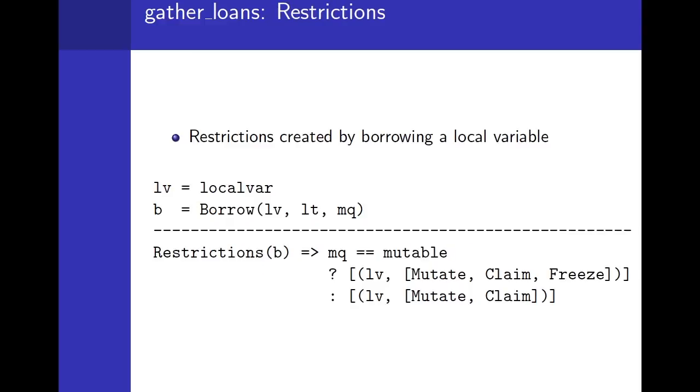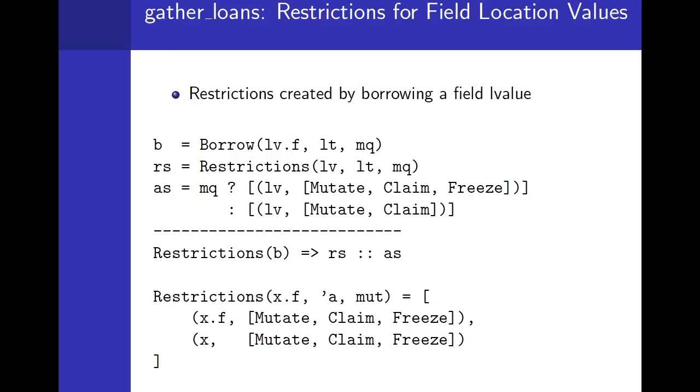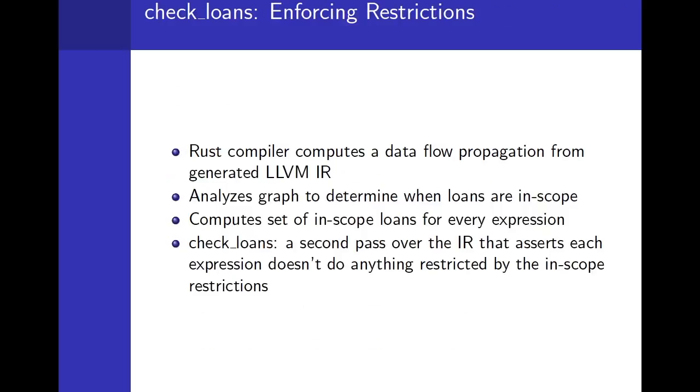The restrictions for a mutable local variable are mutate, claim, and freeze, but the restrictions for an immutable local variable do not include freeze. This is because we want to allow aliasing when the references are all immutable. Also, as stated before, this rule only applies to local location variables, not to reference location variables like pointers or field references. To generate the restrictions for a field location value, we must also include restrictions on prefix location values. This is because, for example, any mutation on the local value x may mutate the location value x.f.